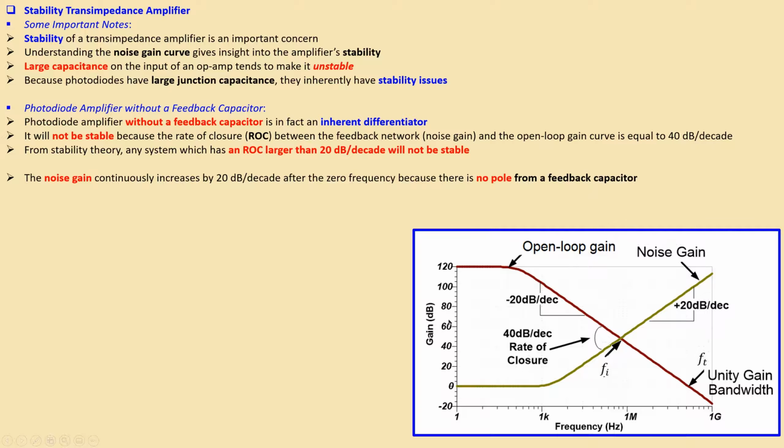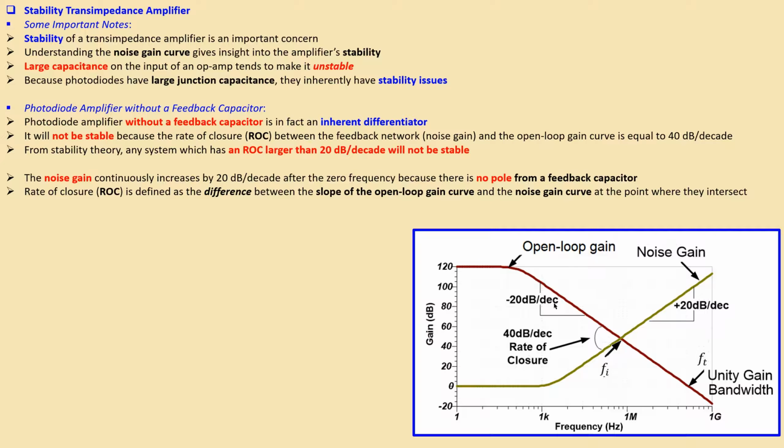So again, the noise gain is continuously increasing by 20 dBs per decade after the zero frequency, which is around here, and there is no pole to settle this down, which would of course be caused by the feedback capacitor and also the feedback resistor.